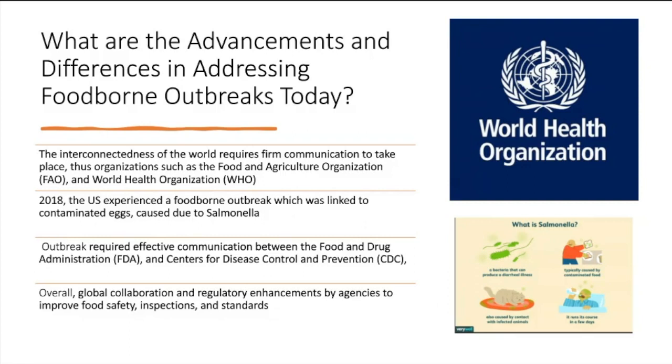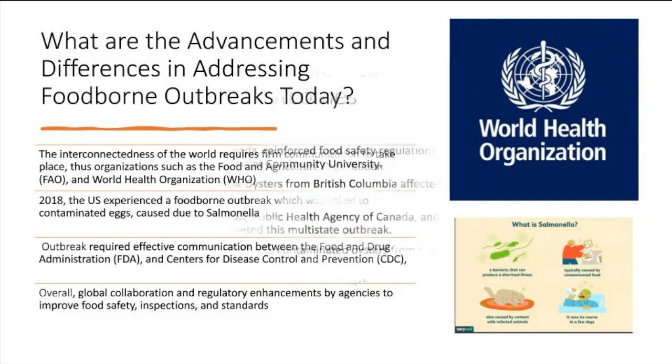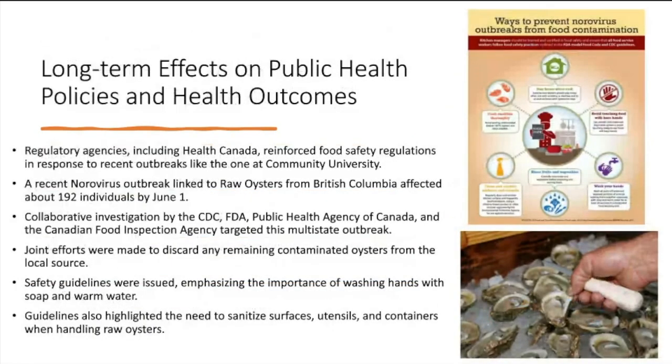In response to food outbreaks, such as the one at Community University, a regulatory agency such as Health Canada has ensured to take measures to strengthen regulation for food safety. For instance, a recent foodborne outbreak caused by a norovirus linked to raw oysters from British Columbia affected approximately 192 individuals as of June 1st, 2022. The CDC, FDA, alongside the Public Health Agency of Canada and the Canadian Food Inspection Agency, investigated a multi-state outbreak pertaining to the norovirus disease.